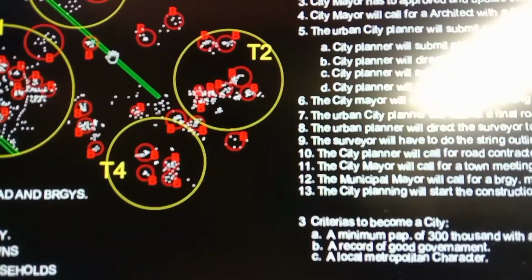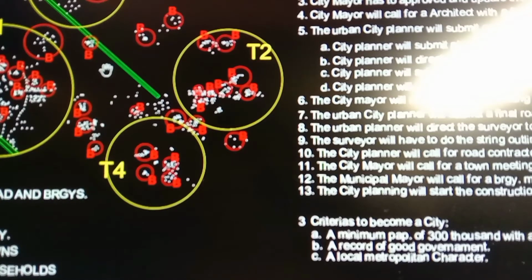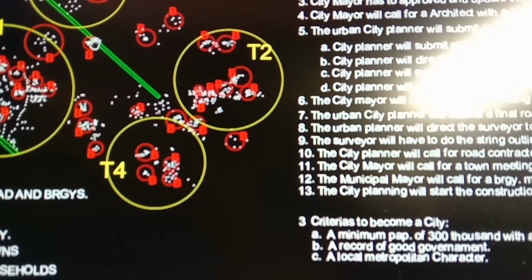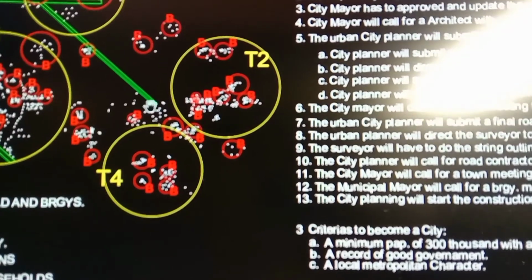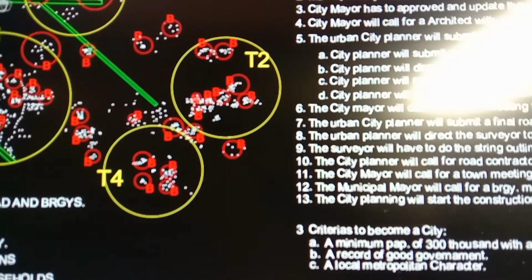And in the government, you cannot just build your house anywhere, because it needs proper design, proper urban designing. For example, the existing roads here are represented by the green color. This is supposed to be the highway.